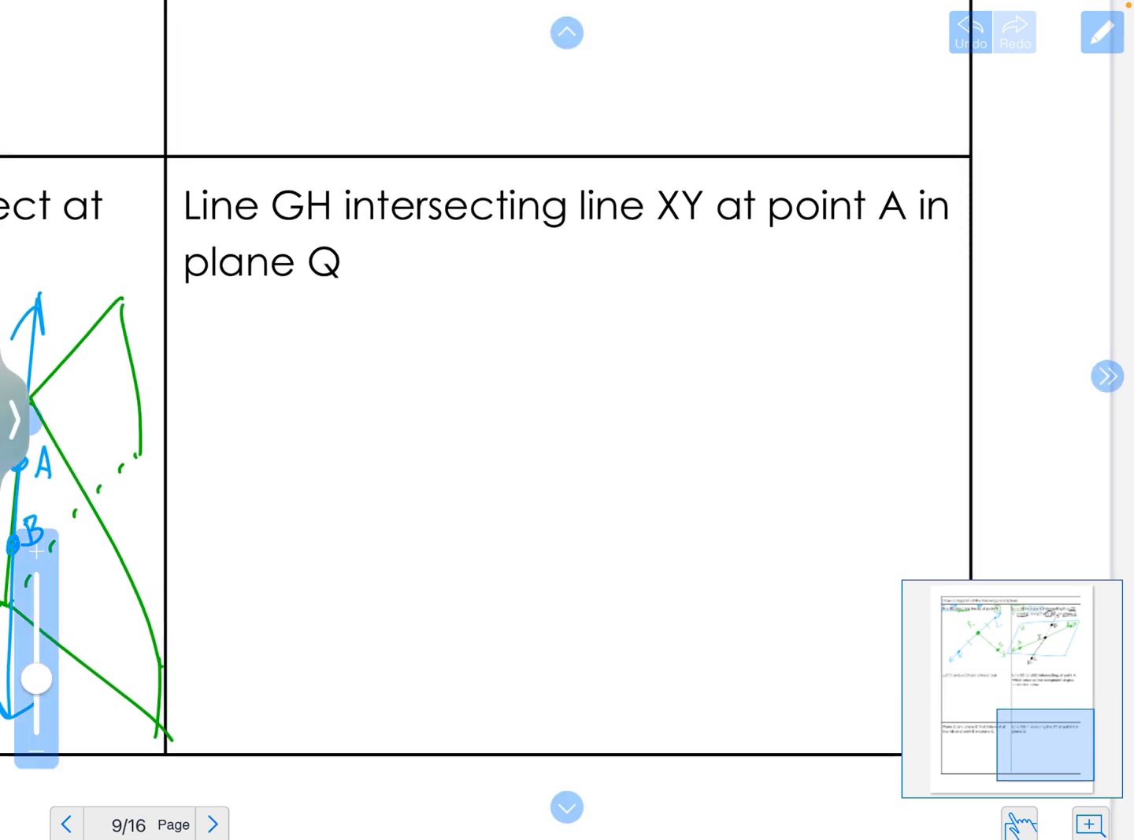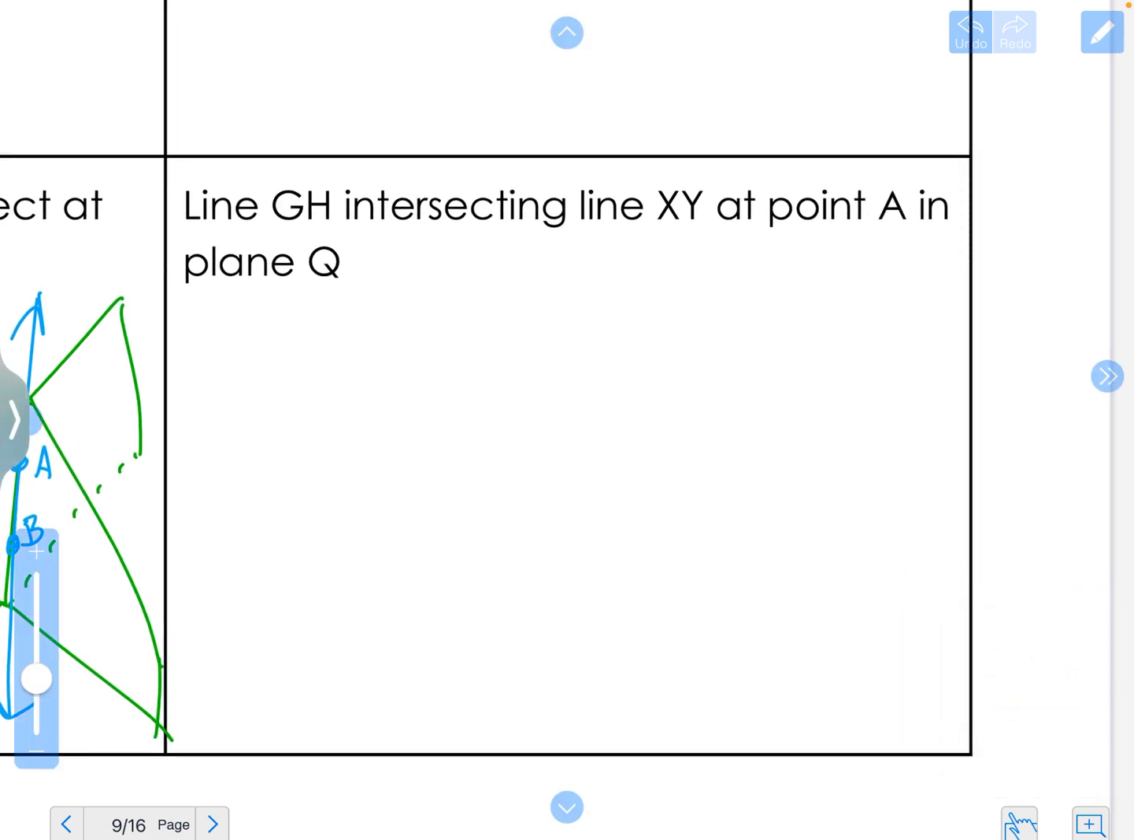Okay, I want you to try this one on your own, and I want you to look at the completed notes to see if you got it right.